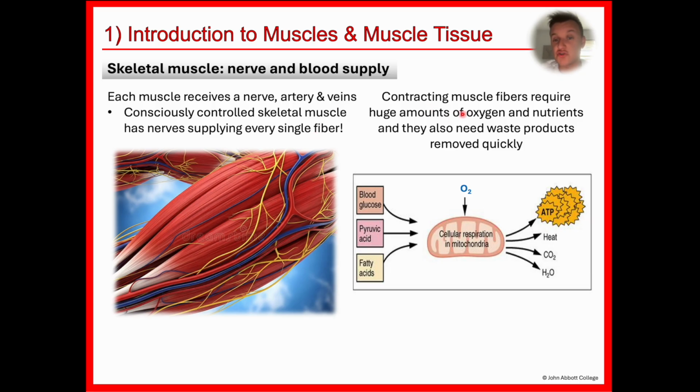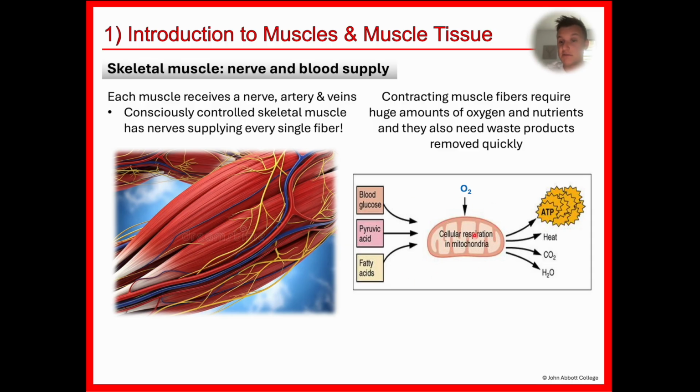Contracting muscle fibers, right, require huge amounts, as I said, of oxygen and nutrients, and they also need waste products to be removed quickly. All of these cells in this muscle here, right, all of them have a lot of mitochondria, and they require oxygen. Where does that oxygen come from? It comes from these little arteries that carry oxygen here. They also need nutrients like glucose or fatty acids, fats, right? Where does that come from? It comes from the arteries that bring all of this stuff to the muscle cells, right?